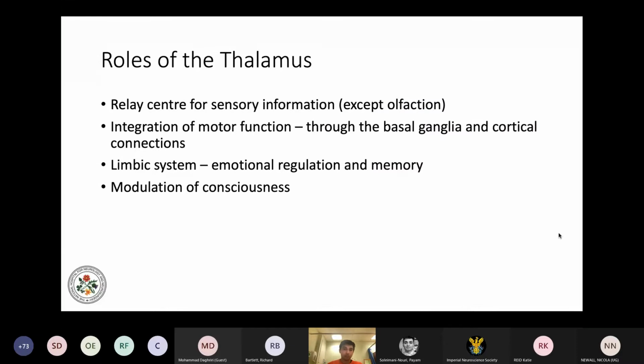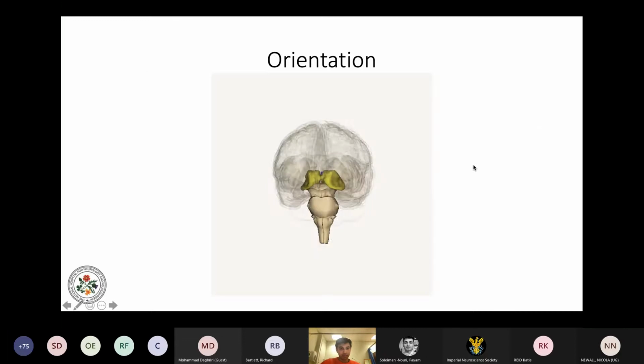Okay, as we said, what is the purpose of the thalamus? Again, there's a multitude of purposes. This is looking at things very broadly. There's plenty of research ongoing, and there's plenty of answers still being sought. So it's a relay center for sensory information. Most sensory afferents pass through the thalamus, except olfaction, which is the sense of smell. And it's an important place for integration of motor function, receiving inputs from the basal ganglia, the cortical connections, the cerebellum, as well as deep from the brainstem. It's important for the limbic system, and it's very important for modulating consciousness.